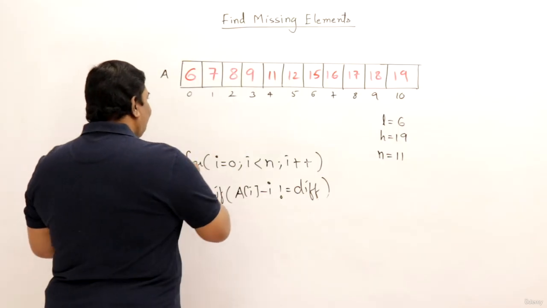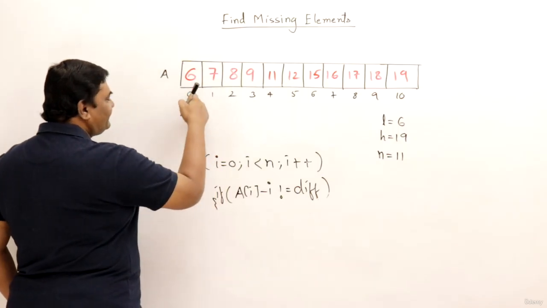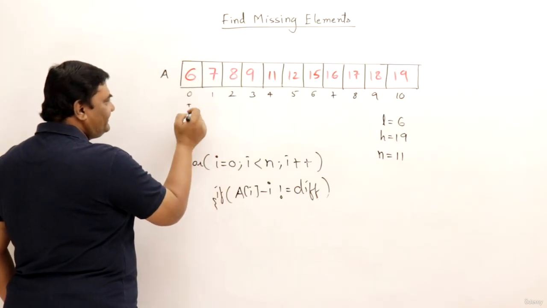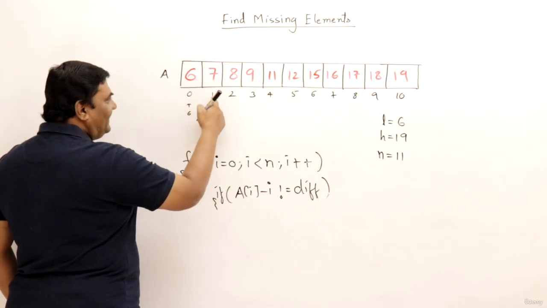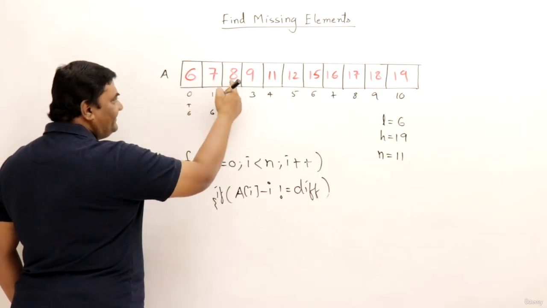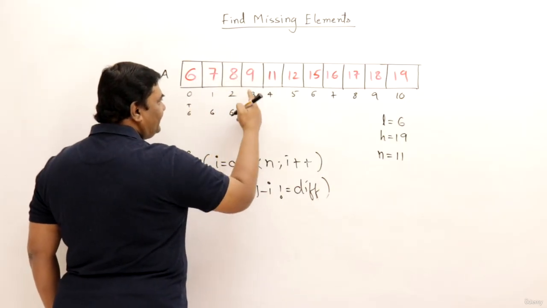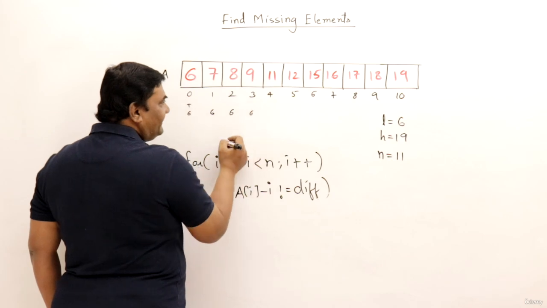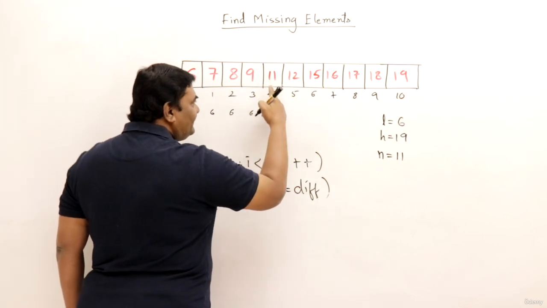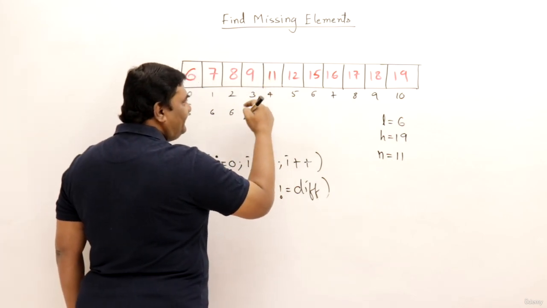See, let us start from here. The difference is 6, right? 6 minus 0, difference is 6. And here difference is 6. So element is not missing. Difference is 6, element is not missing. Difference is 6, element is not missing. Difference is 7. So element is missing.